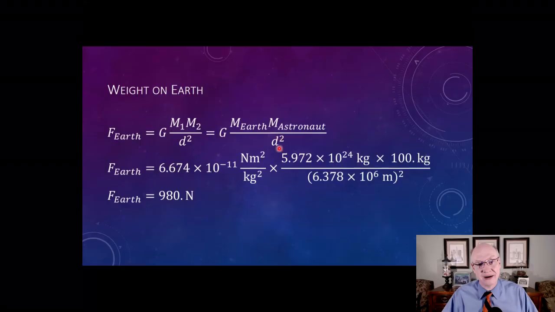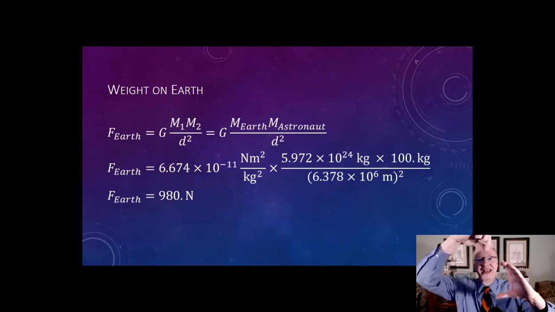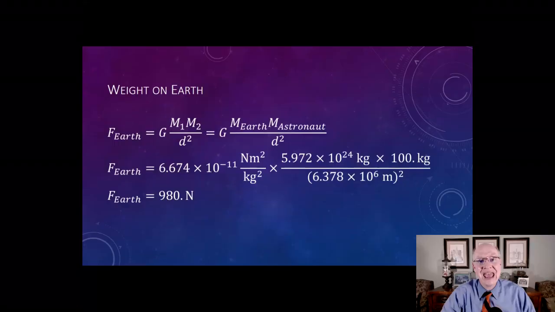The distance here from the center of the Earth to the center of the astronaut is simply going to be the radius of the Earth, which is 6,378 kilometers. And that's because if we draw a picture here where we've got the Earth and the astronaut standing on top of the Earth, the distance from the center of the Earth to the astronaut is simply just the radius of the Earth. So let's plug some numbers in here and see what we get.